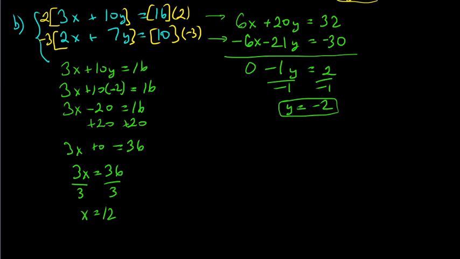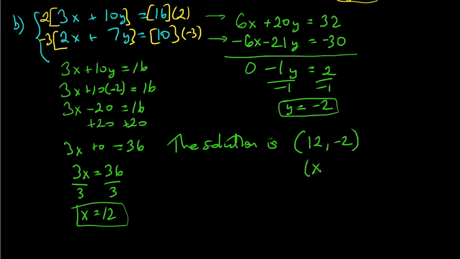Okay, so if x is 12 and y is negative 2, then the solution to part B is the ordered pair, 12, negative 2. Remember, it's always x that comes first, and then y.